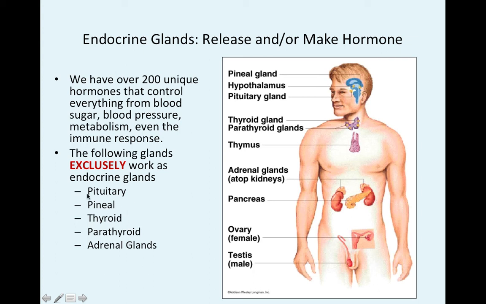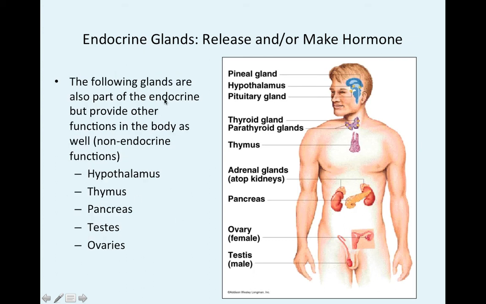They don't do anything else. The pituitary gland, which we're going to talk about, the pineal gland, the thyroid, which is going to be in our neck, and our parathyroid, which is just underneath there. The pineal and pituitary are inside our head, inside our brain. And then we have our adrenals, which are right on top of our kidneys. They look like they're part of the kidneys, but they're not.